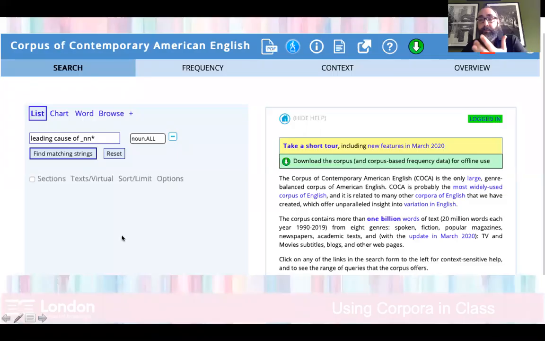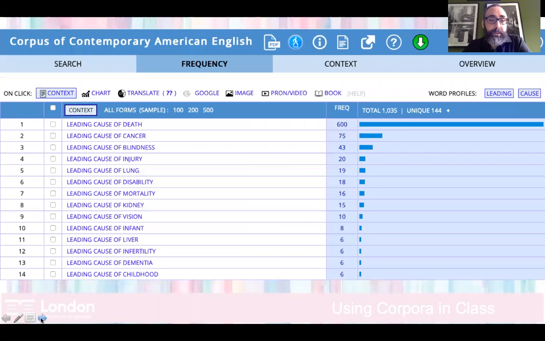And the same, if I want to know what's the most common noun with leading cause of, again, I choose noun, and it will tell me that the most common, by far, collocation with leading cause of is leading cause of death.